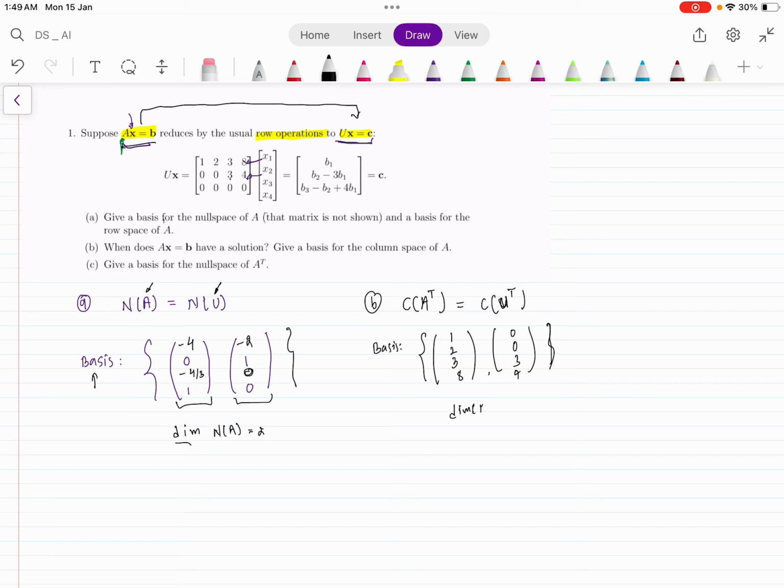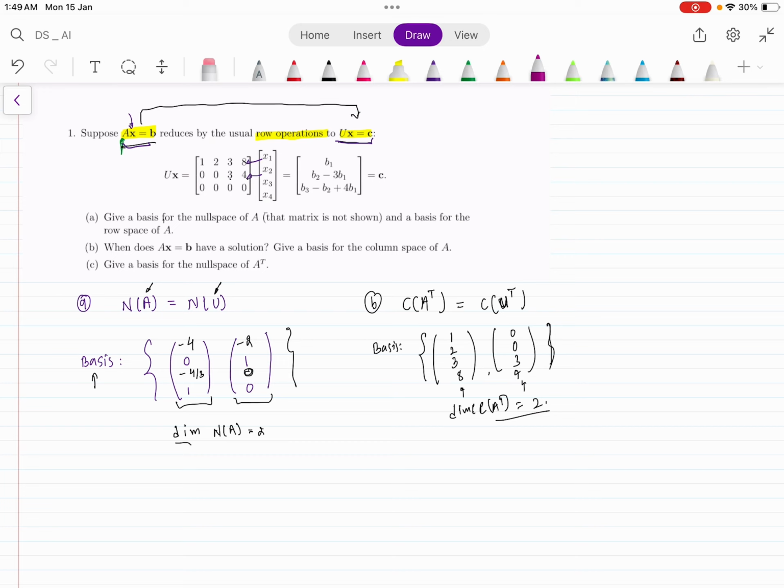And the dimension here again: the dimension of the row space of A is 2, because we have two vectors in the basis of the row space. Okay, and so what will be the effect on the column space? The column space of A will be different from the column space of U.